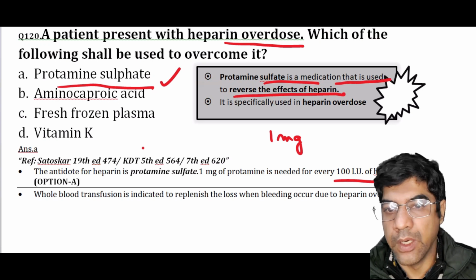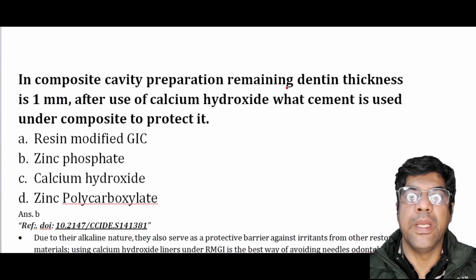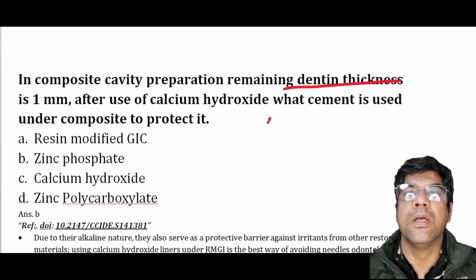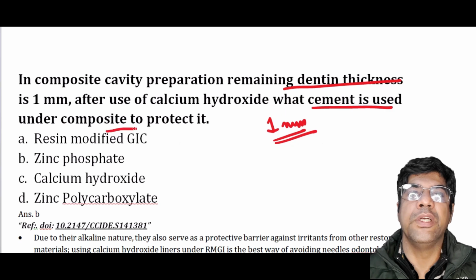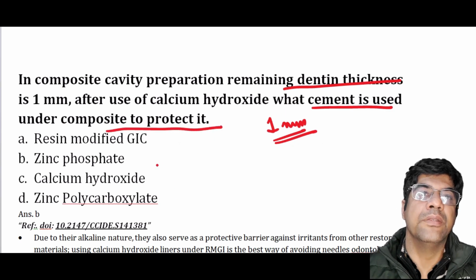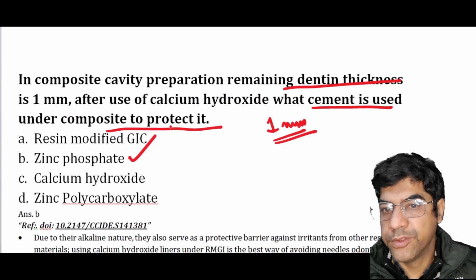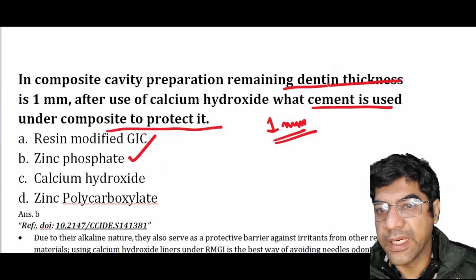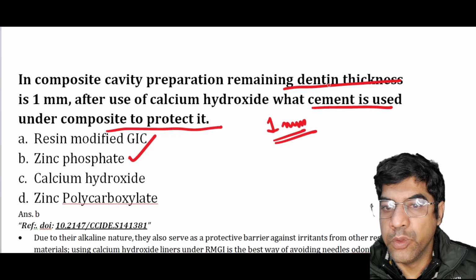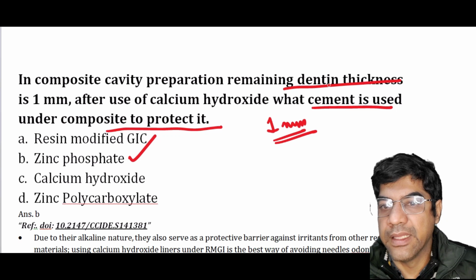Coming to the next question: in composite cavity preparation, the remaining dentine thickness is 1 mm. After use of calcium hydroxide, what cement is placed under the composite to protect it? The answer is zinc phosphate. So remember, zinc phosphate cement is chosen to protect the composite restoration. The calcium hydroxide acts as a protective layer beneath the zinc phosphate, which is recommended.